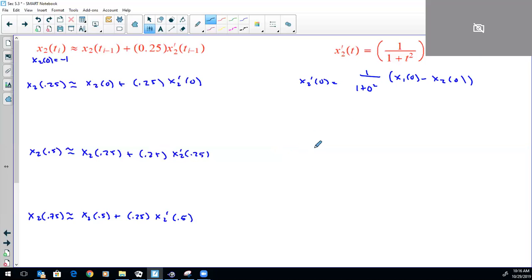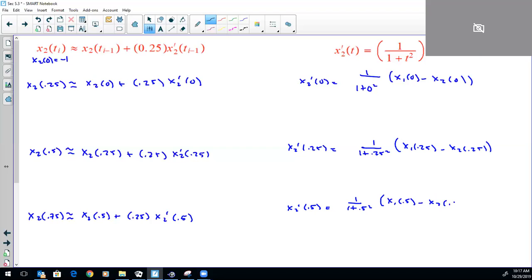Okay. To do x2 prime of 0.25, I'll need to have 1 over 1 plus 0.25 squared times x1 of 0.25 minus x2 of 0.25. And to get x2 prime of 0.5, I'll need to have 1 over 1 plus 0.5 squared times x1 of 0.5 minus x2 of 0.5.